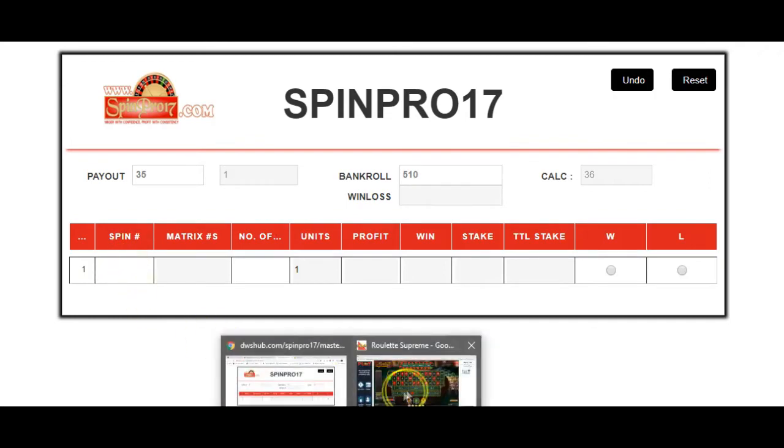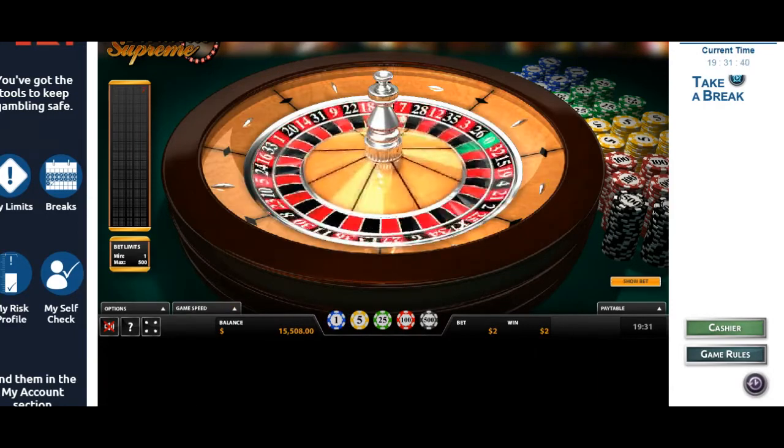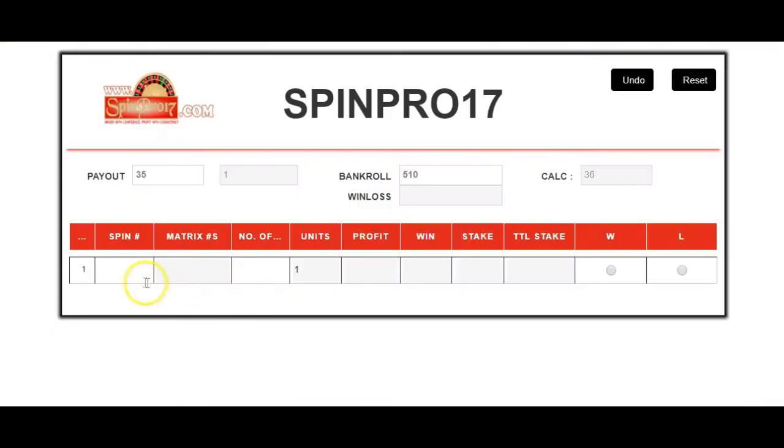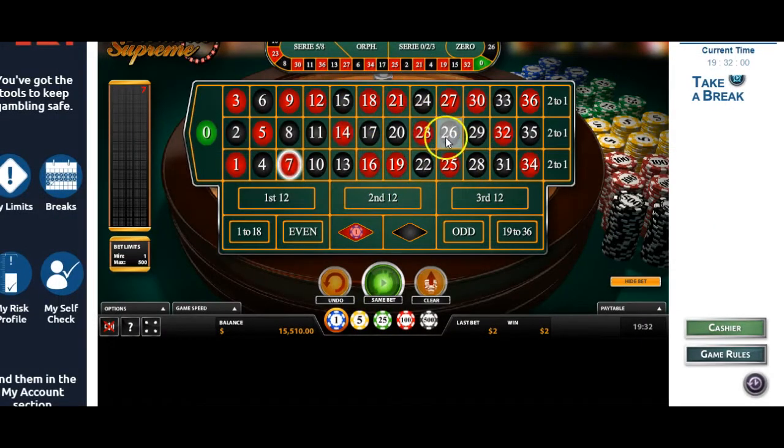The first thing we're going to do: we started off with 510, as you can see, it's right here. So we're going to do the same thing. We're going to spin. Number 7 comes up, and again we would put that in here. Please don't write the numbers down because you're only going to get burned later on. We're going to use 6 numbers, but it's 35 to 1 now. So we're going to use 26, 29, 2, 10, 13, and 20.